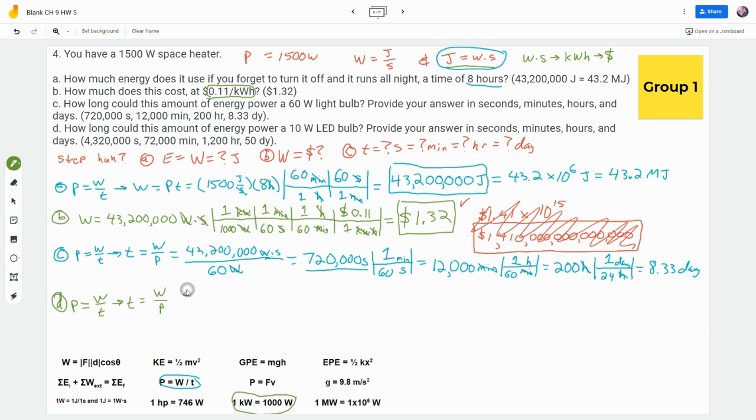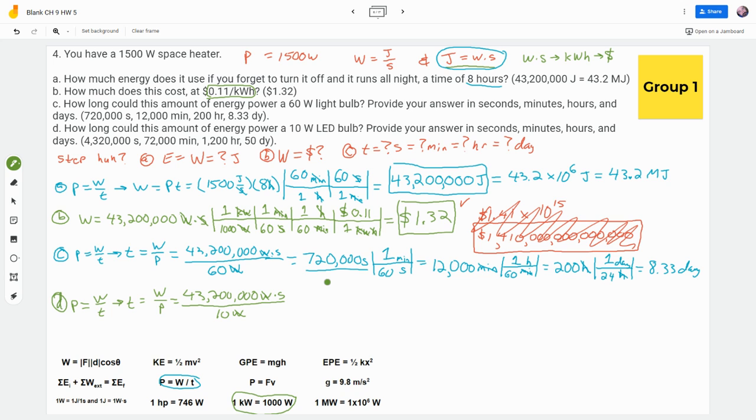Our work is still 43,200,000 joules, but let's just call it watt seconds. And our power now for part D is, we're trying to see how long that 8 hours of the space heater could power a 10-watt LED bulb. So you would divide it by 10 watts. Watts would go away, and you keep going from there. So that's how you do it.